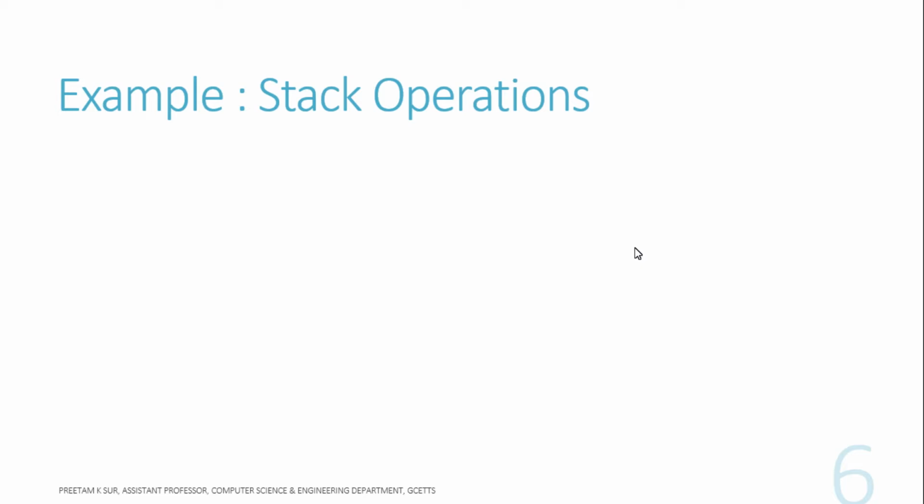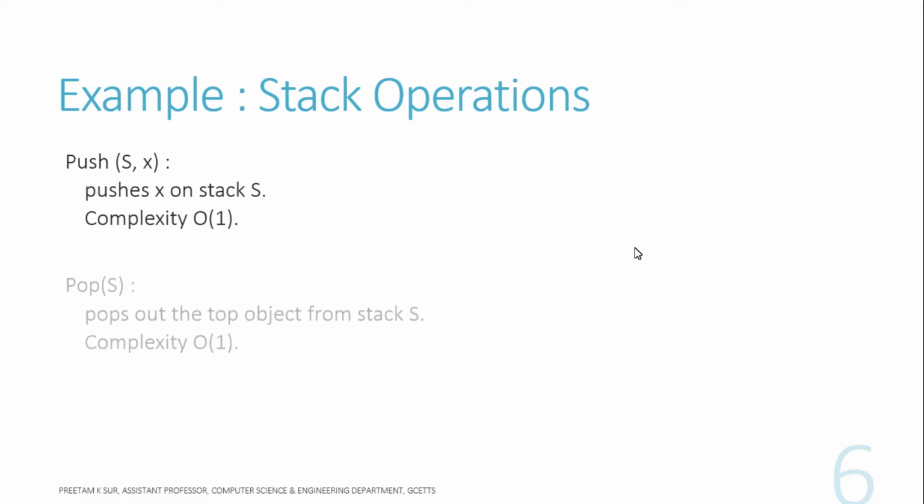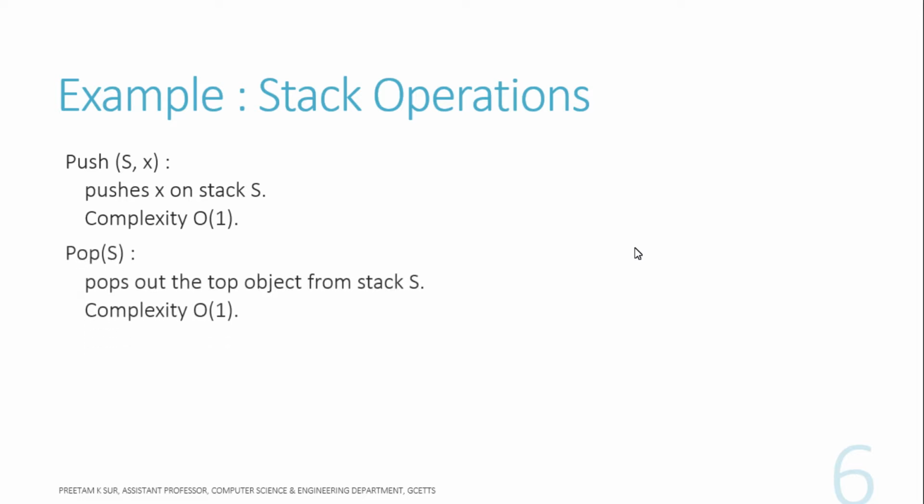So in stack operations, let us consider a stack. What are the operations available for a stack? For a stack data structure, we have two operations available. The first one is push. Using this operation, we push an element on the stack, and this operation takes order of 1 time. Another operation is pop. Using this operation, we pop out the top object from the stack, and it also has the same complexity of order of 1. So these are the two operations that are available with a stack.